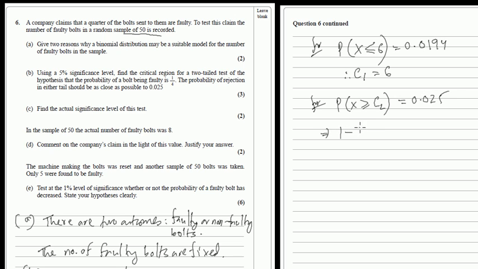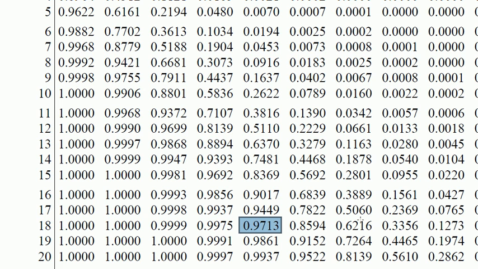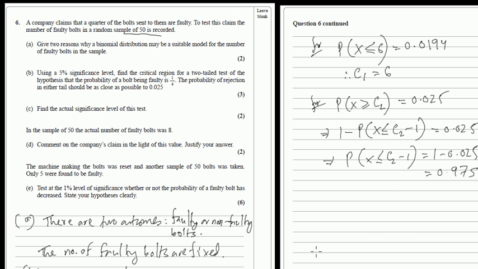Since this is discrete, it would be 1 minus the probability of x is less than or equals to C2 minus 1. Remember, in discrete, always 1 becomes less, so 0.025. If we just shift the side, it would be x is less than or equals to C2 minus 1, which is 1 minus 0.025, which means 0.975. So in the table, for 0.975, the closest is 0.9713.